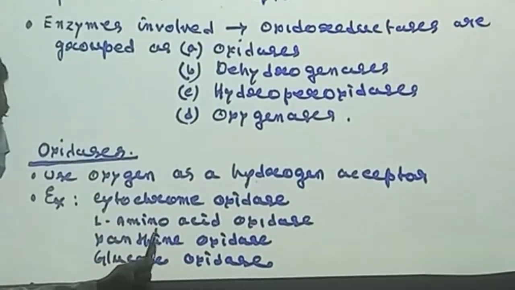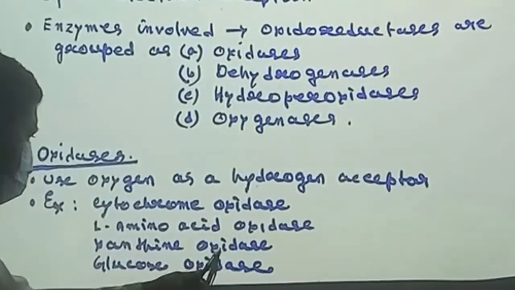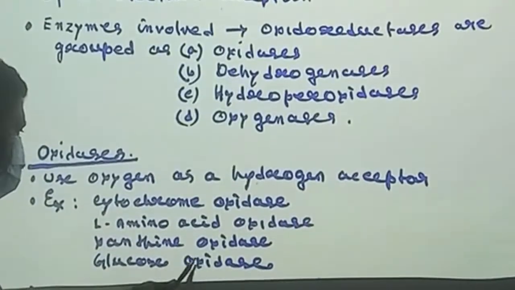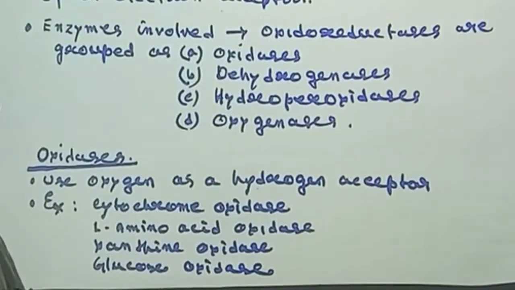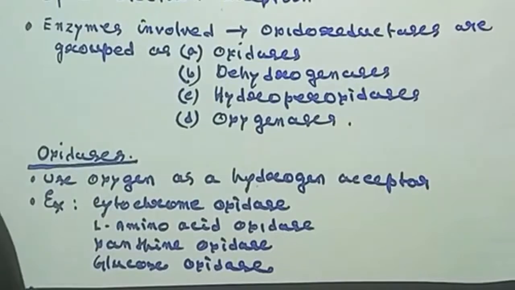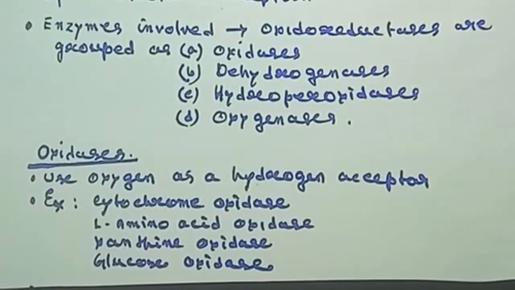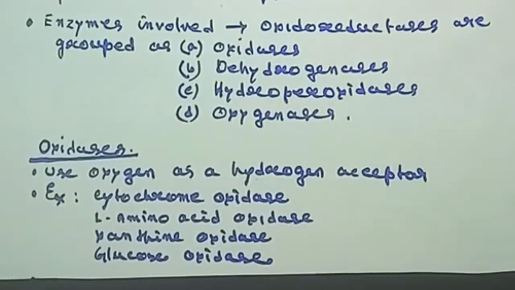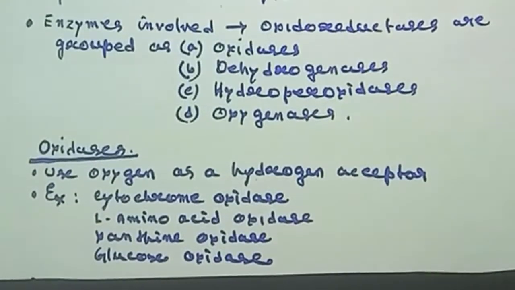Cytochrome oxidases, L-amino acid oxidases, though they have very few roles. Xanthine oxidase and glucose oxidase. This is actually not present in our body. This is extracted from bacteria and utilized in our laboratory. The glucose oxidase method is used very commonly to measure the concentration of glucose. So they utilize oxygen directly, the oxygen molecule as an electron acceptor. Next.